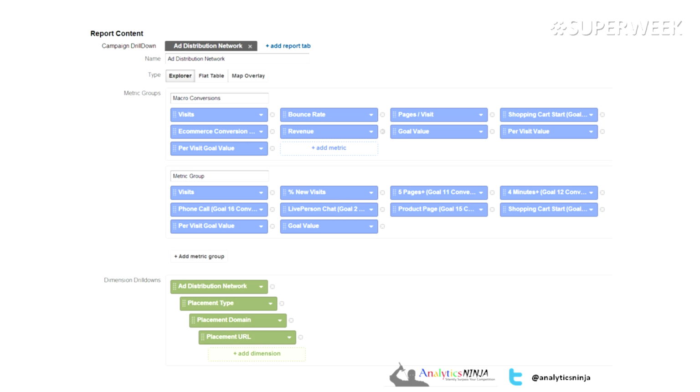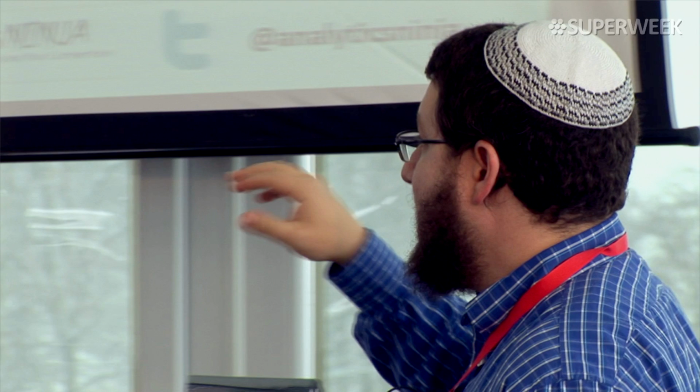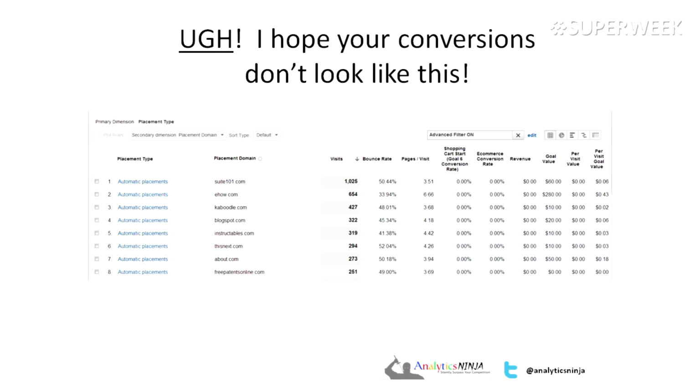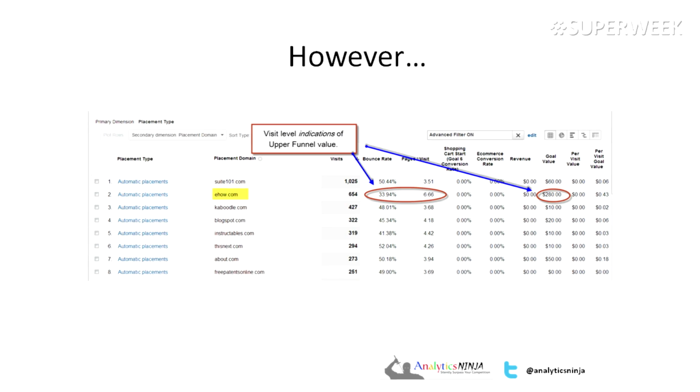Here's an example of the way that I would create a custom report to look at the placements, okay? You're familiar with these two on the top, the metrics, right? Here, I'm just going to drill down from the distribution network into the placement type, which is going to be managed or automatic, into the actual domain, and then even the URL if I need that level of granularity. So I run the report, I'm looking at my dimensions, and this is what I get, right? A lot of zeros for conversion rate, revenue, etc., right? I hope your reports don't look like this.